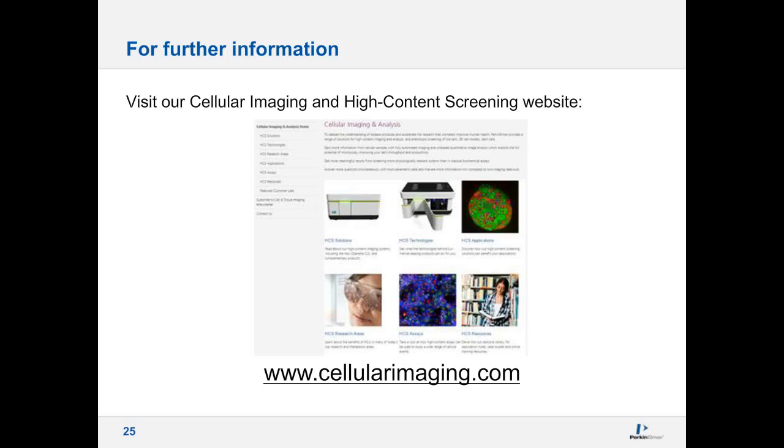I believe we have time for one last question. Can you talk about the tools that the Operetta CLS has for phenotypic screening or phenotype classification?